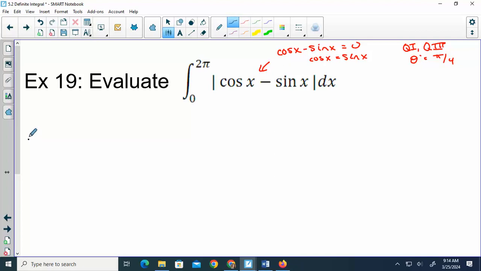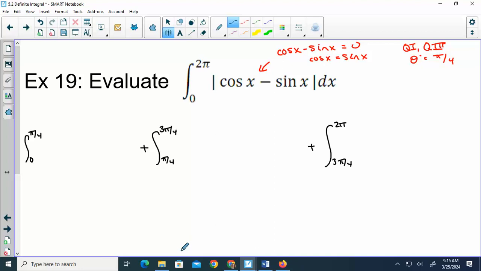Okay. So pi over 4 in quadrant 1 is pi over 4. So we'll do 0 to pi over 4. Pi over 4 in quadrant 3 is 3 pi over 4. And we'll go from 3 pi over 4 to 2 pi. So because these are equal multiple times, we have to have multiple integrals.